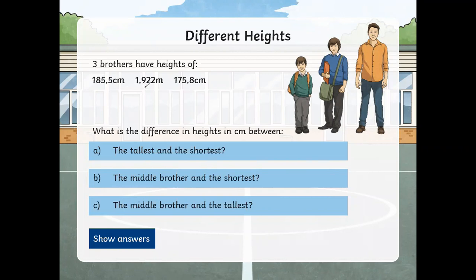So 1.922 meters is, remember, 100 centimeters equals 1 meter. Centi, so the C here just means 100.